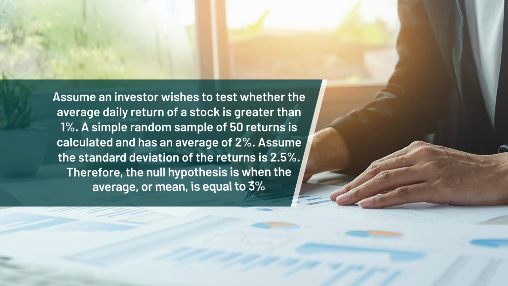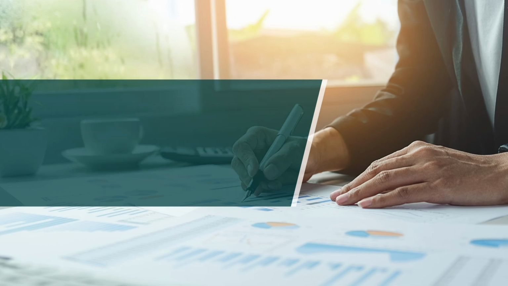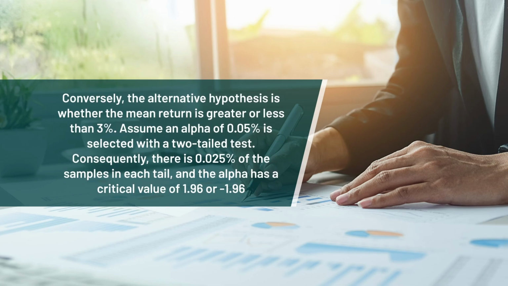Assume an investor wishes to test whether the average daily return of a stock is greater than 1%. A simple random sample of 50 returns is calculated and has an average of 2%. Assume the standard deviation of the return is 2.5%. Therefore, the null hypothesis is that the mean is equal to 3%. Conversely, the alternative hypothesis is whether the mean return is greater or less than 3%. Assume an alpha of 0.05 is selected with a two-tailed test.